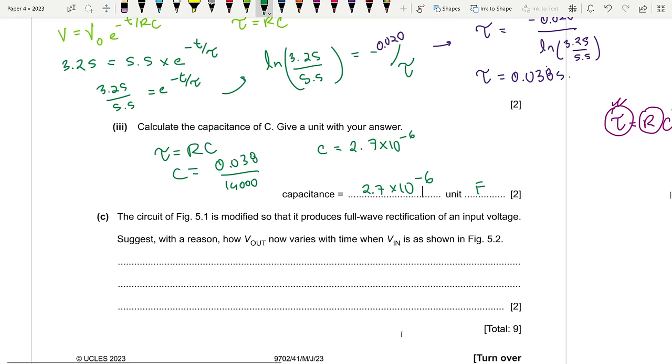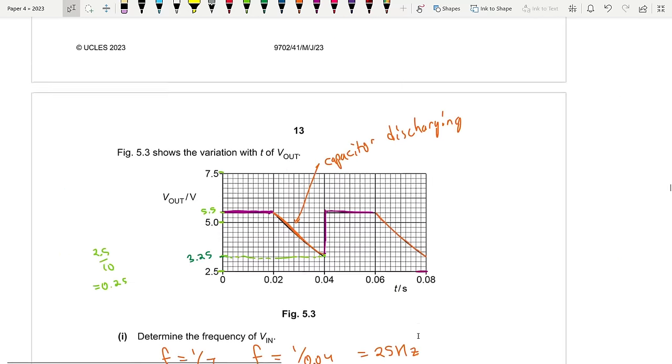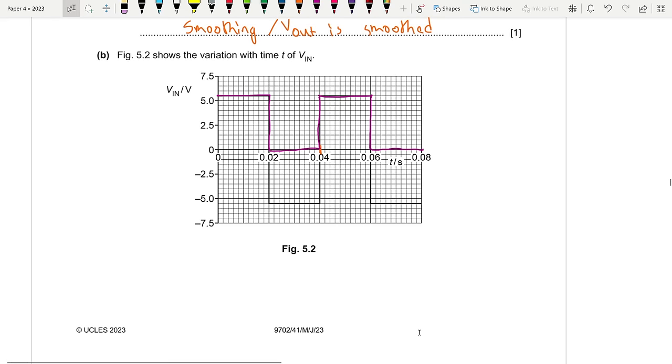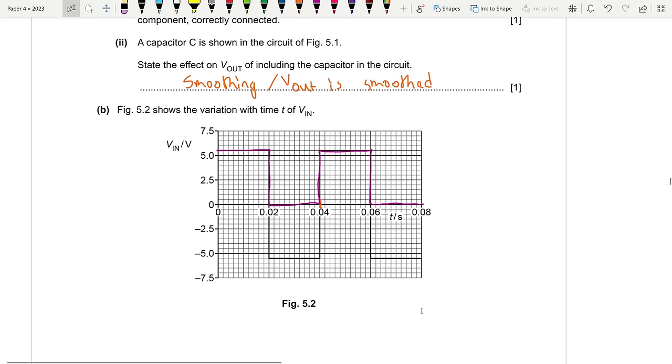Now, the circuit in figure 5.1 is modified so that it produces full wave rectification. So we need four diodes in total. Now how does V out vary with time, when V in is as shown in figure 5.2? It will actually appear like direct current, because after full wave rectification, it turns into a modulus. Basically, this whole part will be reflected above.